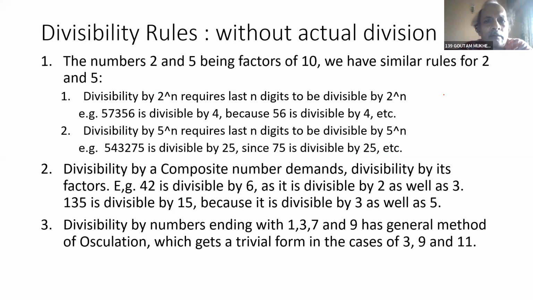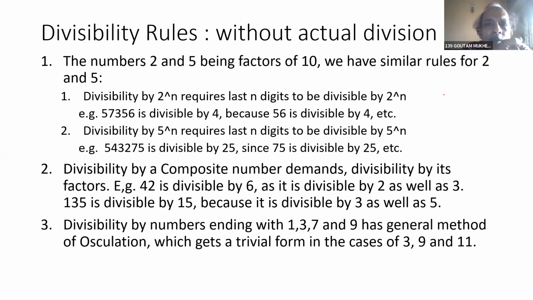Dividing by 10, you will always know, it is the powers of 10. I didn't write it also, just to be here. Now, the numbers 2 and 5 are factors of 10. So, therefore, similar rules are there for 2 and 5. What is that? Divisibility by 2 to the power n requires the last n digits to be divisible by 2 to the power n.